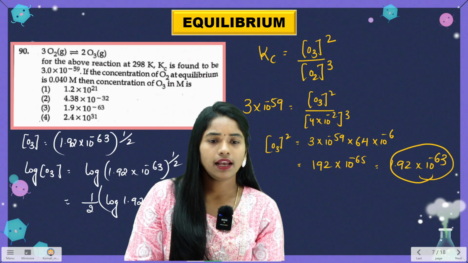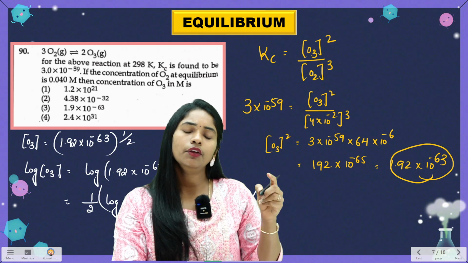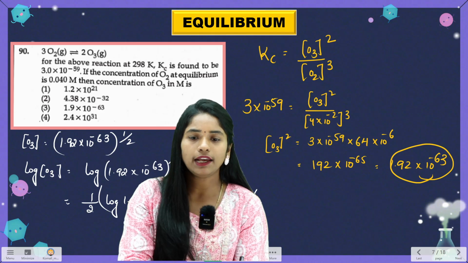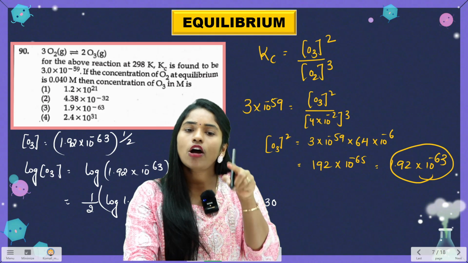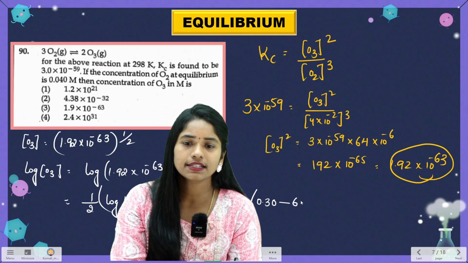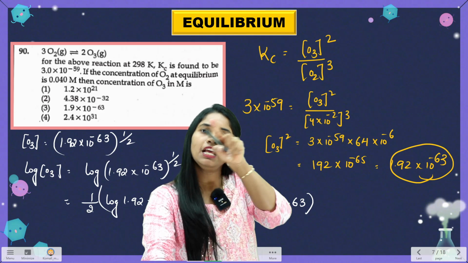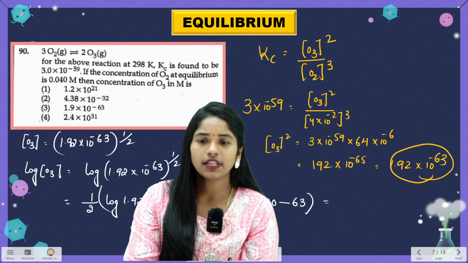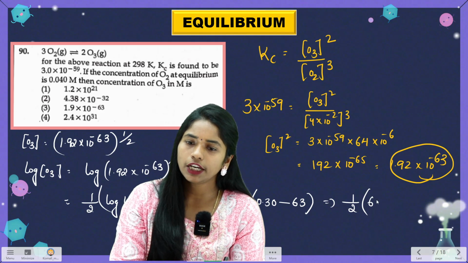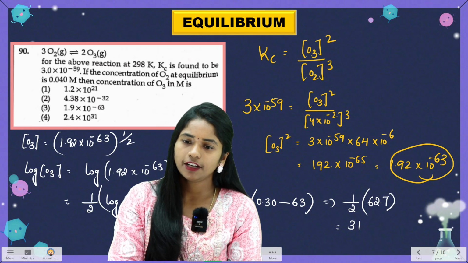After that, I'll be getting 1 by 2 into log 1.92, which I am rounding off to log 2, and log 2 value is 0.30. Log of 10 to the power of minus 63 is minus 63 log 10, so I will be getting minus 63. Log a to the power of b is b log a, so I am getting this. After that, half of 63 minus 0.30 is 62.7, then divide by 2.